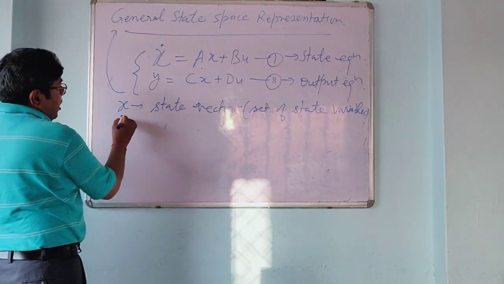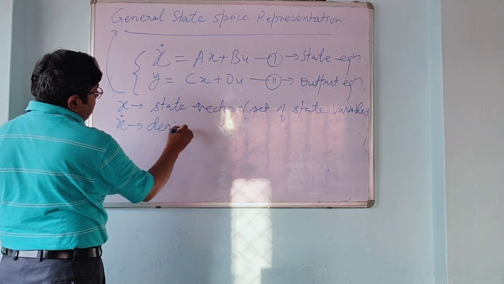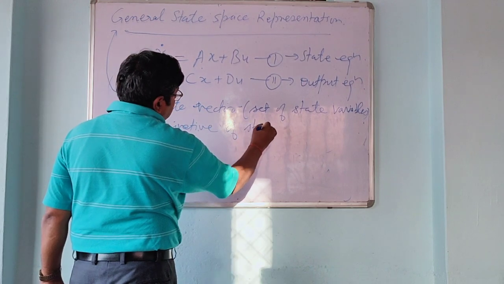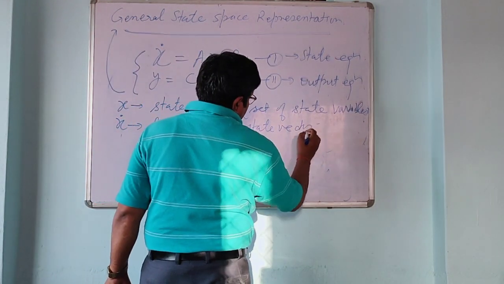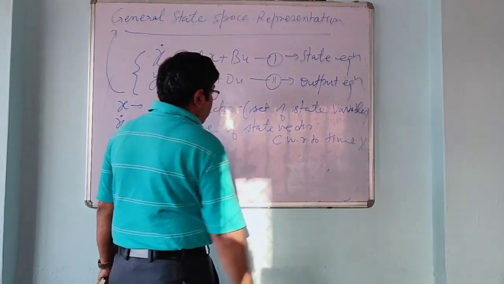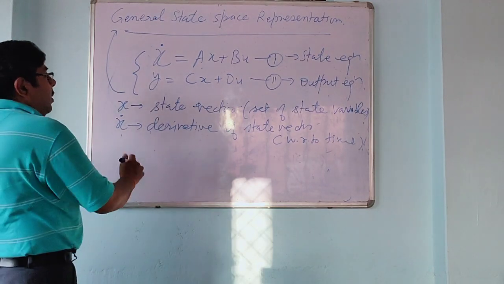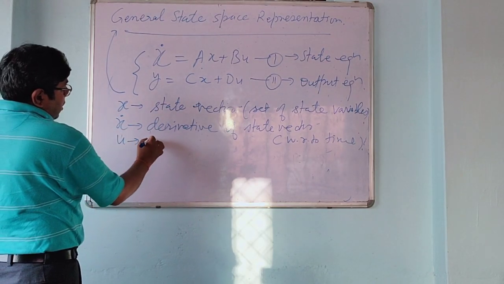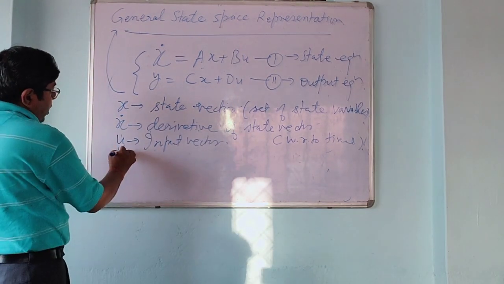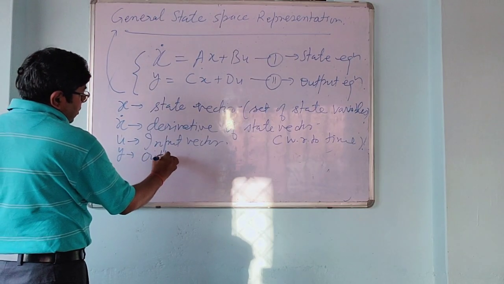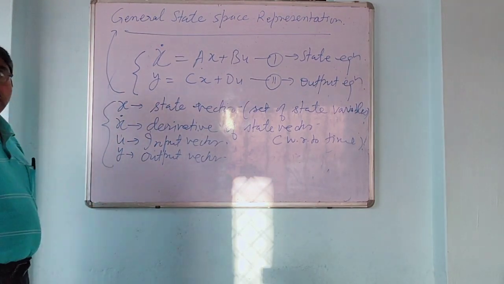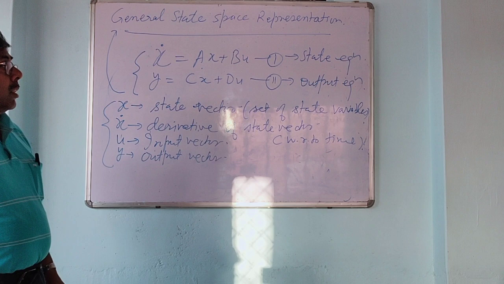And this is the derivative of state vector, obviously with respect to time. This is the derivative of state vector with respect to time. And u is the input vector and y is the output vector. So these are four quantities used in these two equations.